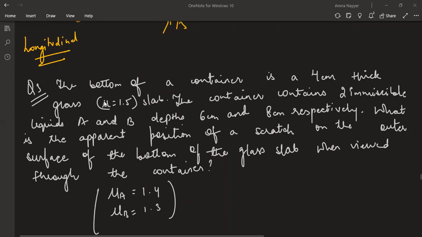Here mu means refractive index. Mu for glass is 1.5, A material is 1.4 and B material is 1.3.